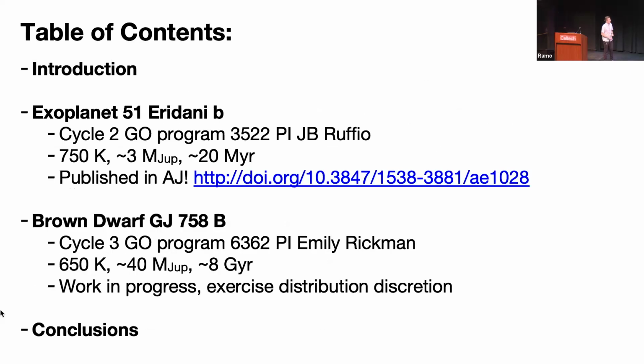So let's get started. This is a little bit about what I'm going to tell you about today. We'll do a very quick introduction to the technique and the method, and then we have this double header back-to-back about two different objects we're going to be looking at closely. The first one is the exoplanet 51 Eri, which all of our analysis has been recently published in AJ, and that was from a Cycle 2 program that was led by J.B. Ruffio. And then we'll be talking about this brown dwarf, GJ 758 b, which comes from a Cycle 3 program led by Emily Rickman. But this project is still a bit of a work in progress, and so we would ask you not to broadly distribute our results as they're still somewhat tentative.